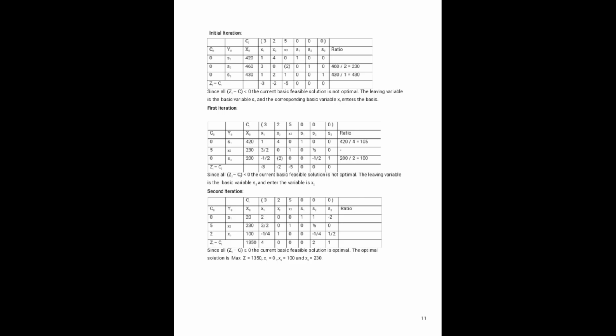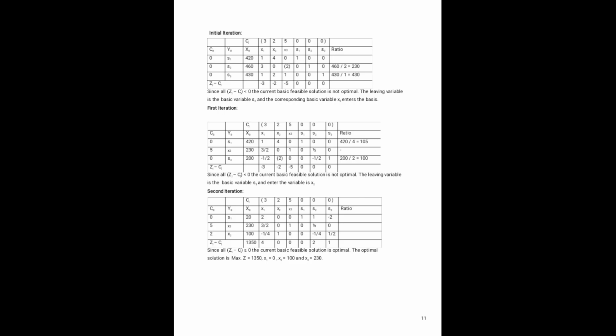Zj minus Cj values: the first one, Z1 minus C1, is less than 0. The most negative is minus 5, which gives the pivot column. The current basic feasible solution is not optimal. The leaving variable is the basic variable corresponding to the minimum ratio, and x3 enters the basis. Then, in the first iteration, replace s2 by x3.